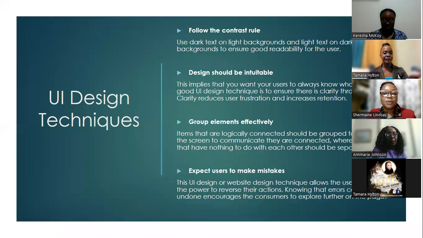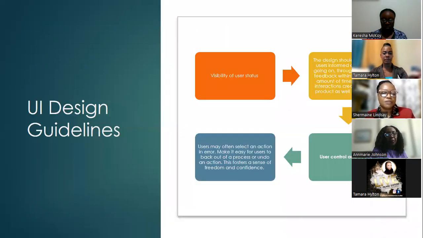Right? Now, the design as well should be intuitable. This means that your user should always know what to do next. You know, they're on the page, we don't want them to get confused at all. And of course, we know that they'll make some mistakes throughout the process, right? So the UI design will allow customers to be able to explore the product, knowing that they can easily undo errors. So we look at 6 UI design guidelines. We'll just walk you through a few of those.